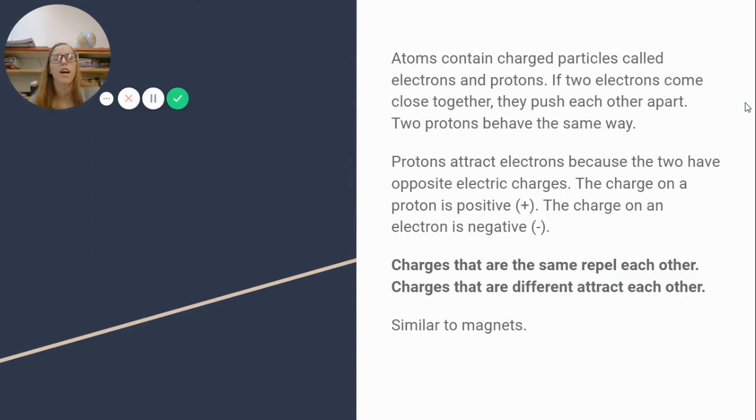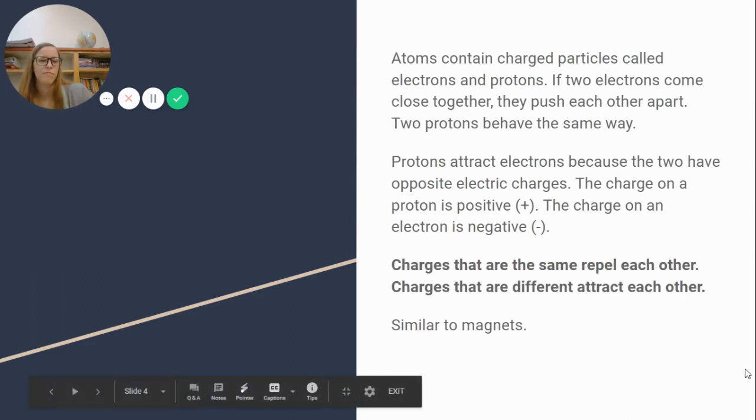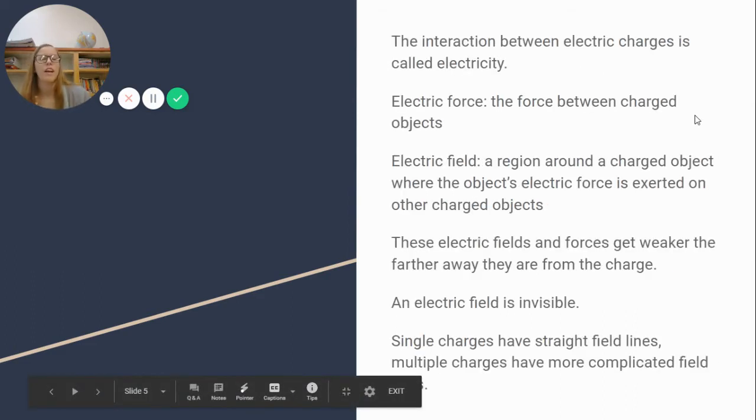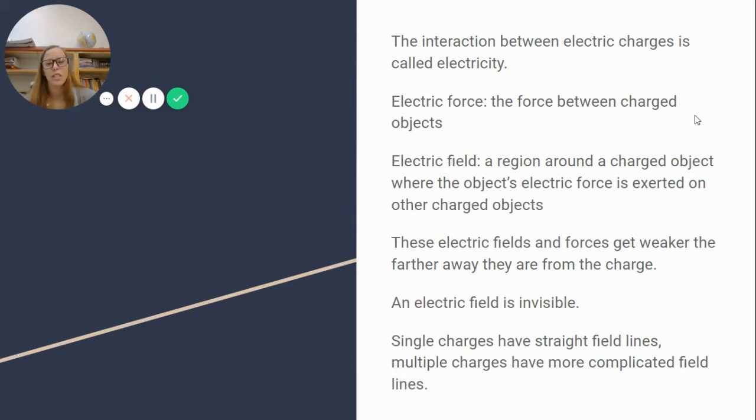The charge on a proton is positive, plus. The charge on an electron is negative, minus. Charges that are the same repel each other. Charges that are different attract each other. Now this should sound familiar to you because they behave the same way that magnets do. If the magnets have the same poles, they're going to repel each other, and if they have different poles, they're going to attract each other.